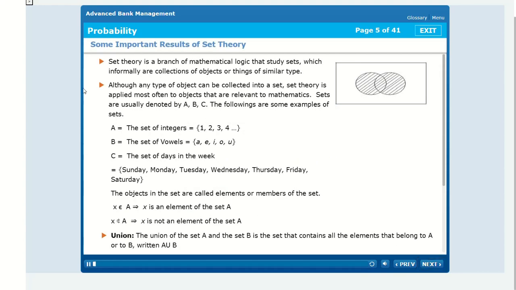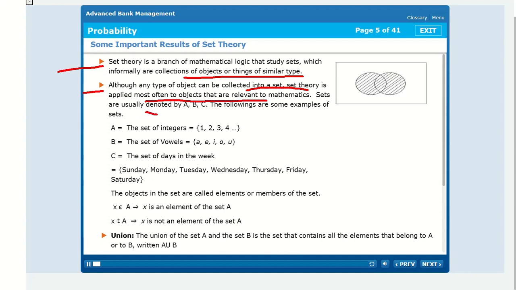Some important results of set theory. Set theory is a branch of mathematical logic that studies sets, which informally are collections of objects or things of similar type. Although any type of object can be collected into a set, set theory is applied most often to objects that are relevant to mathematics.